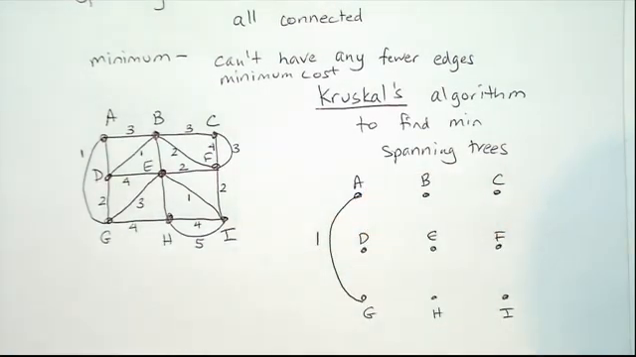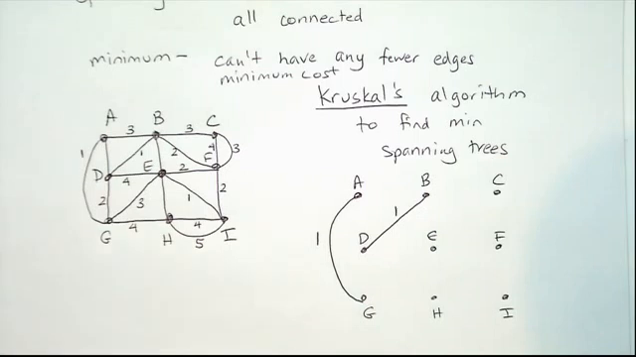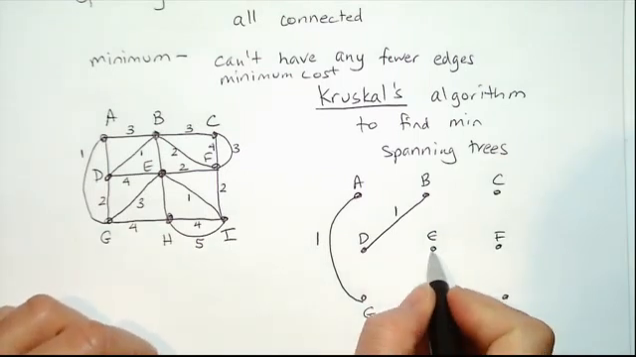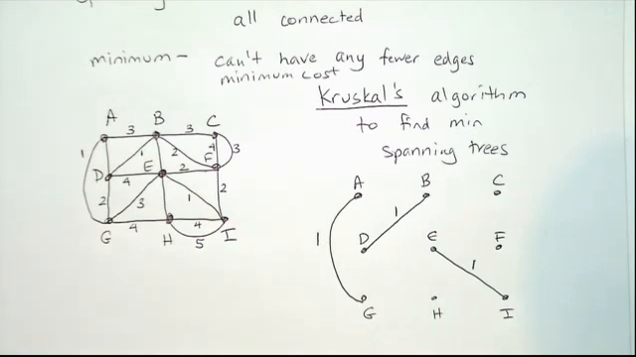Okay? What's the next cheapest? B to D, E to I. There's no more ones, right? So now I can look at the twos. And which one did you suggest? I didn't put a cost on here. Let's put a cost on that one.